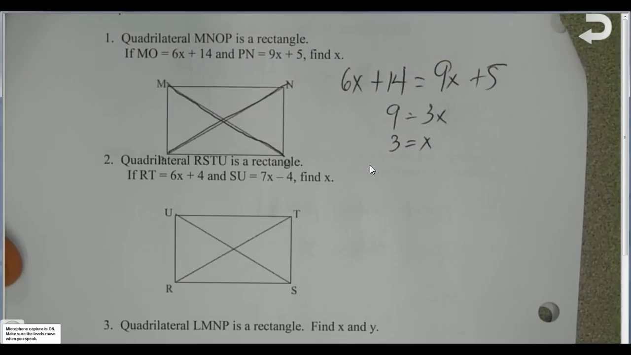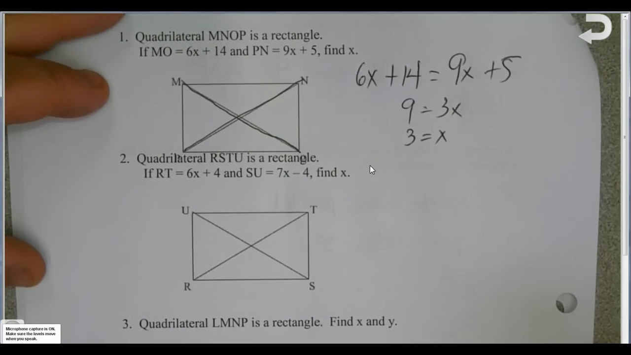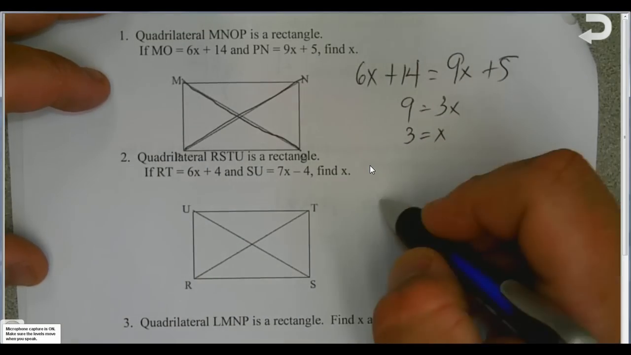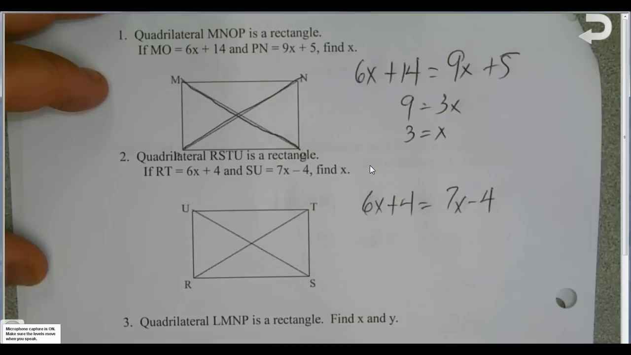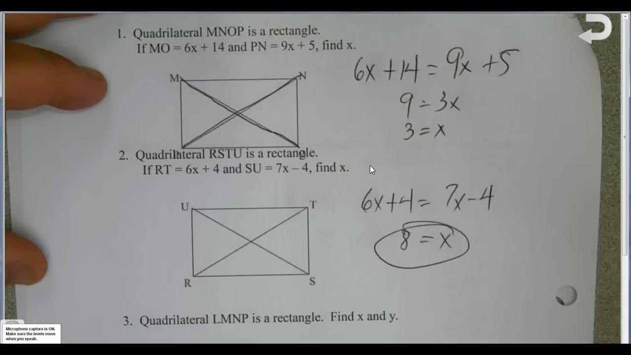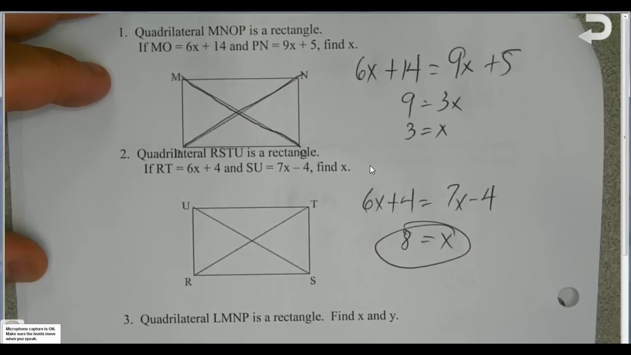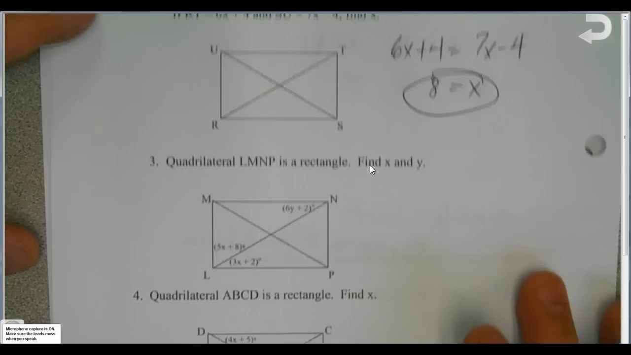Go ahead and do problem 2. Hopefully what you did was you set 6x plus 4 equal to 7x minus 4. And then when we solve, we get x is equal to 8. So that covers the main rule of a rectangle, that the diagonals are congruent.